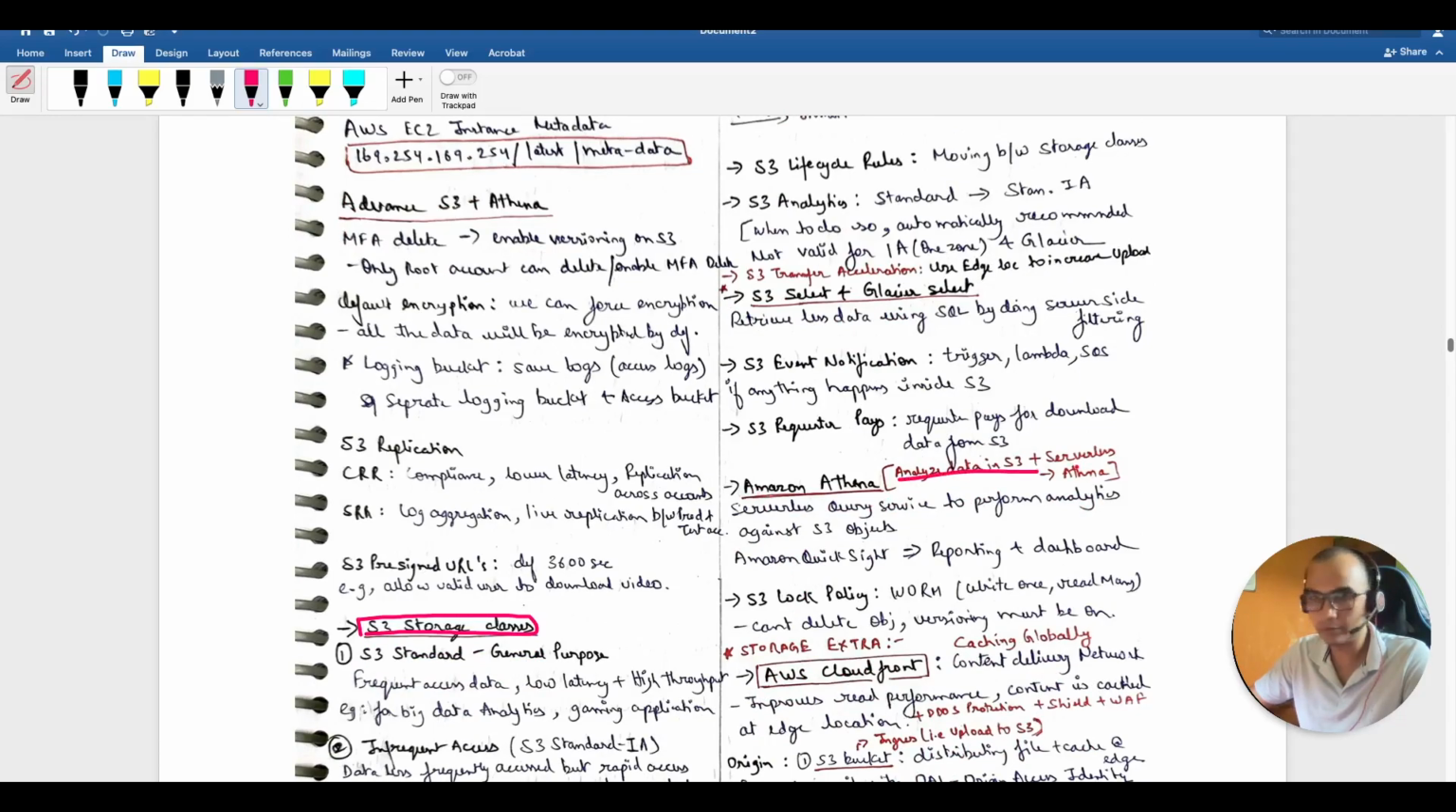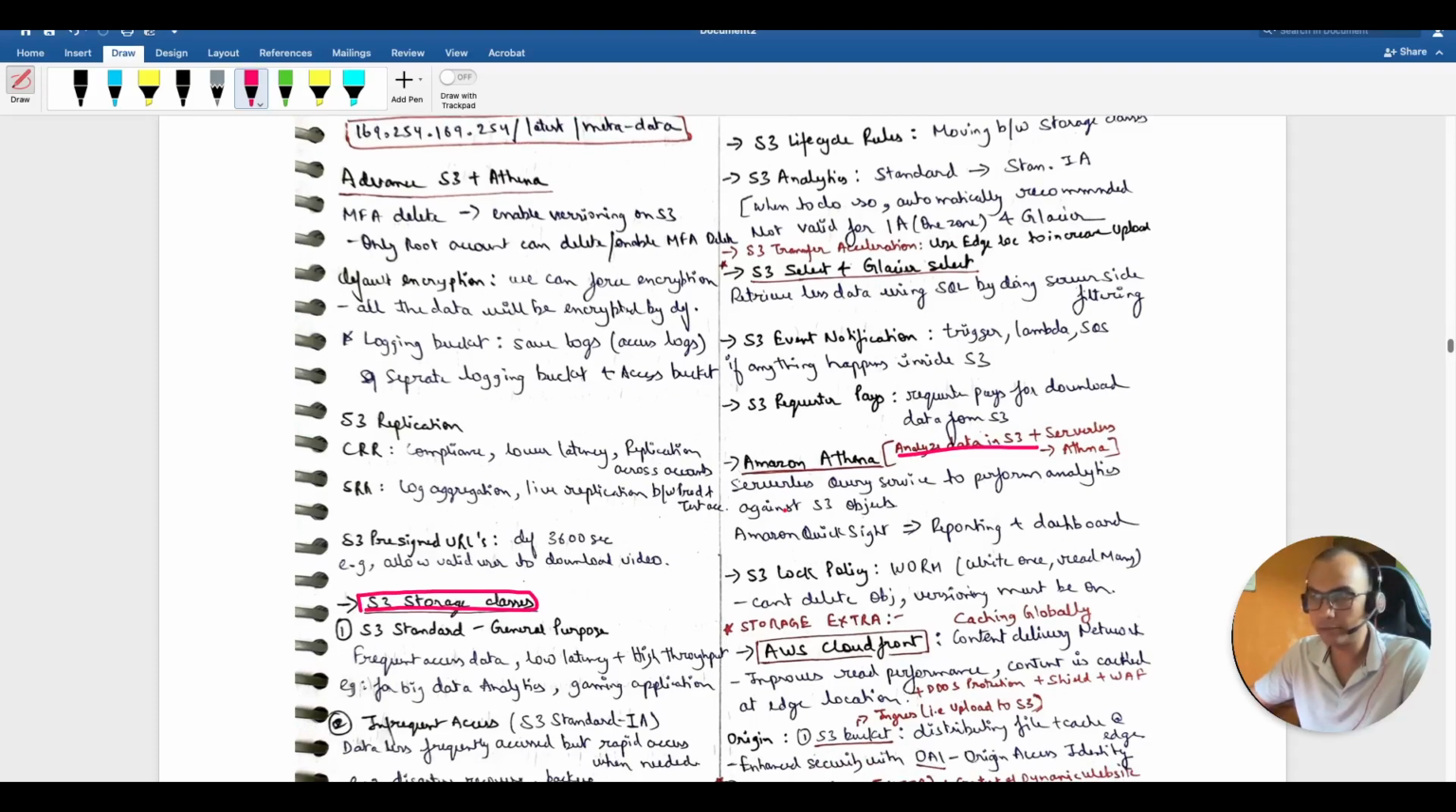Okay, and we have Athena over here, used to analyze data in S3, and it is also serverless. So whenever you hear serverless, there are certain databases you have to select if it is a serverless database, and Lambda is there, which we are going to see further.